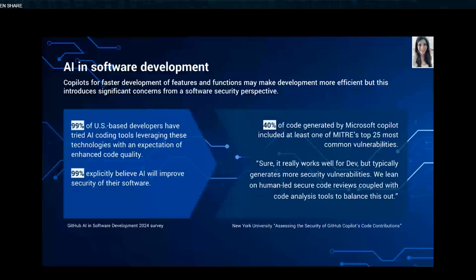So, from a development standpoint, gee whiz, this is a great way to get features and functions out faster. From a security standpoint, there was a study from NYU that found 40% of code generated by Microsoft Copilot had a MITRE top 25. So that's concerning, right? And so how are security teams recognizing you can't differentiate between the code that was developed as part of Copilot versus the code that was human written? And how really could you, right?